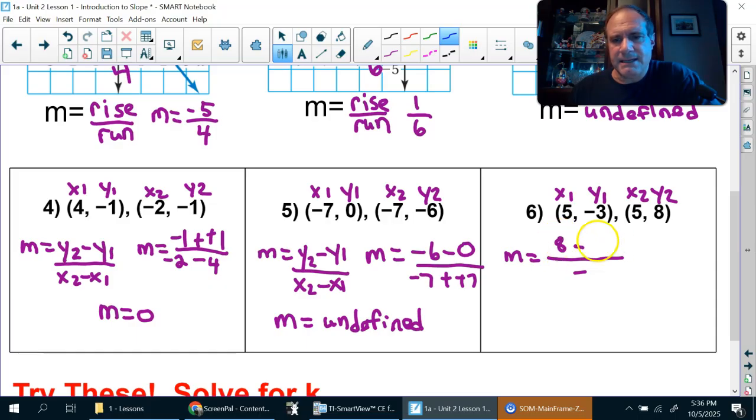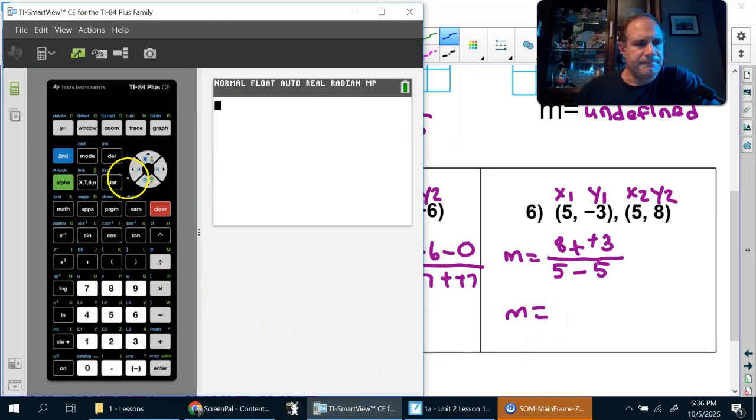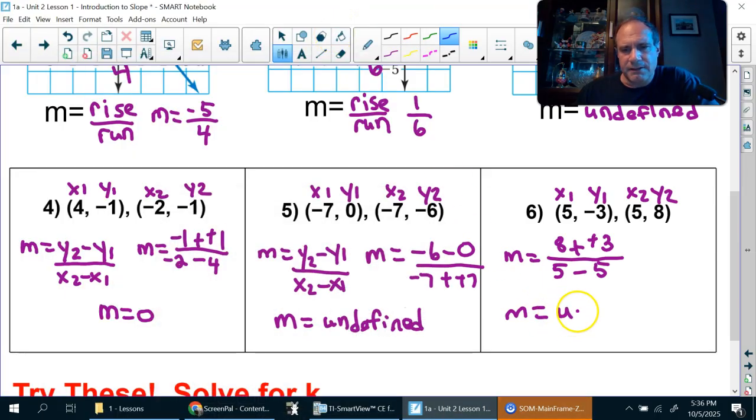I have 8 minus a negative 3. y2 minus y1, make them plus. x2 minus x1 is 5 minus 5. And when you put this in, you're going to see that dreaded 8 plus 3, and then 5 minus 5. So you can see the bottom is going to be 0, and it's going to be a divide by zero error. So this is undefined as well.